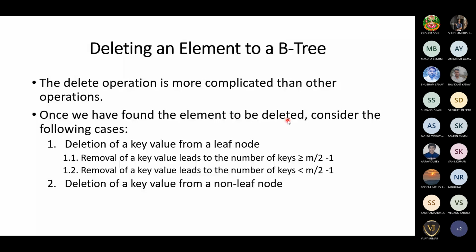Deletion of a key value from the leaf node. In this again, there are two cases. If removal of the key leaves the number of keys greater than m/2 minus 1, or removal of a key leads to the number of keys less than m/2 minus 1. And the third is deletion of a key from a non-leaf node. These are the three possible cases.